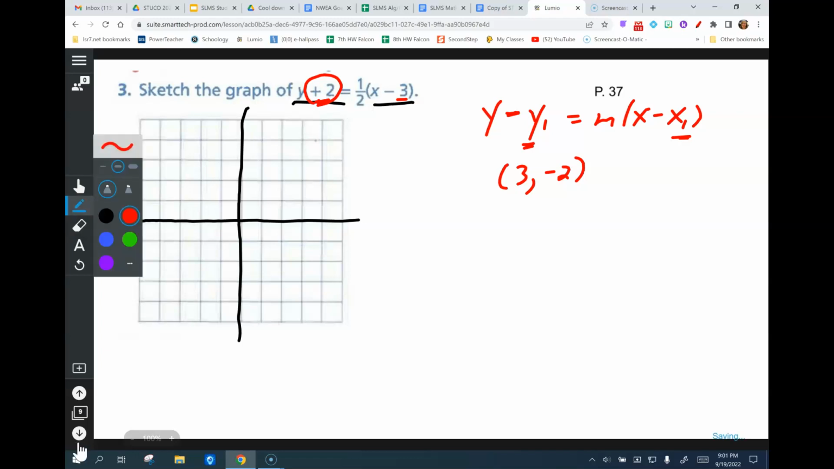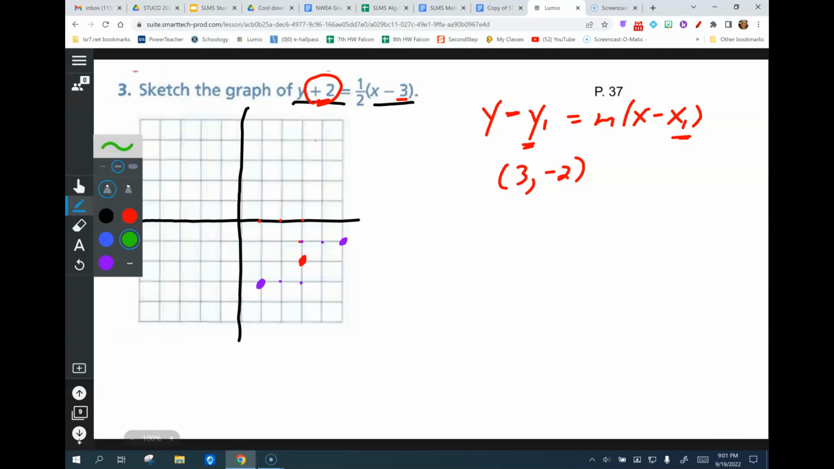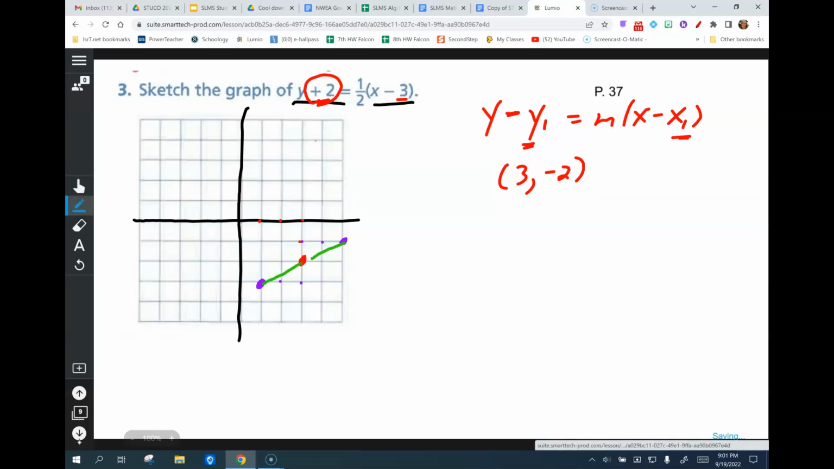Okay, so I'm going to plot my point, 3, 1, 2, 3, so I want 1, 2, 3, and down 2. So here's my point. Now I'm going to use my slope, and I am going to go up 1, because my top number is 1, and over 2. Okay, now I can go the opposite and go over 2. It doesn't make any difference. So this is going to be my line when I connect these points. Okay, there's my line. That's all there is to it.